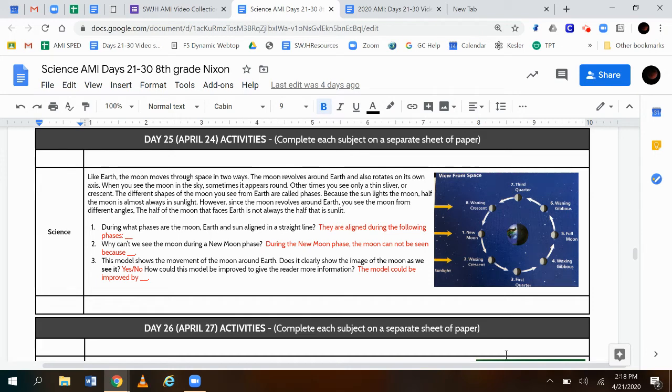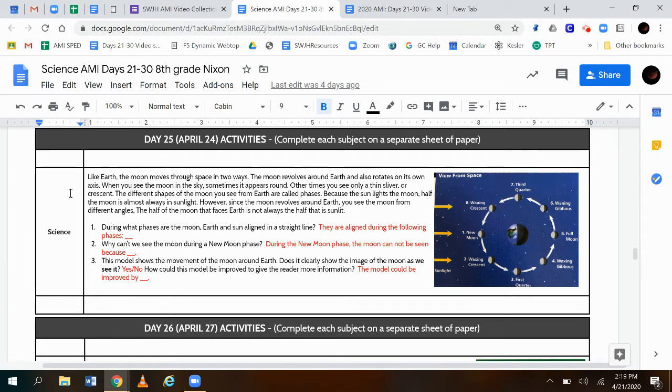All right, let's read the passage real quick, and then I'll let you get to answering the questions. Like Earth, the moon moves through space in 2 ways. The moon revolves around Earth and also rotates on its own axis. When you see the moon in the sky, sometimes it appears round. Other times you see only a thin sliver or a crescent. The different shapes of the moon you see from Earth are called phases.